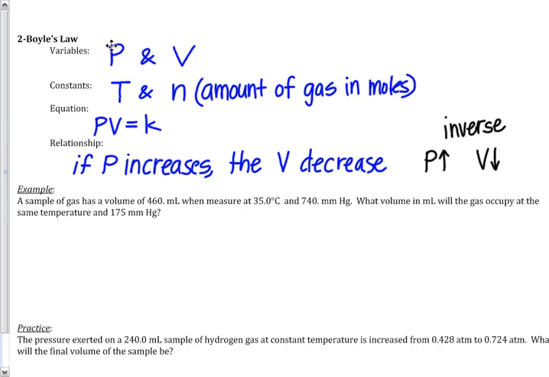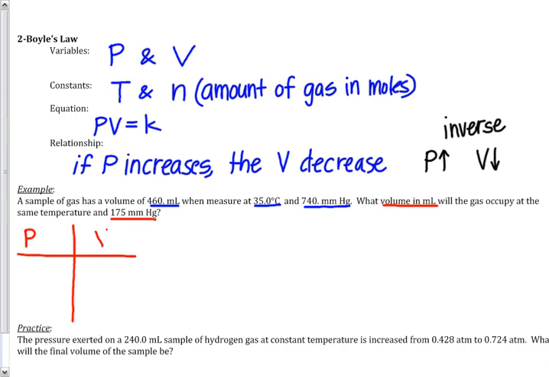If you look at the example problem given, it says a sample of gas has a volume of 460 milliliters when measured at 35 degrees Celsius and 740 millimeters of mercury. Now, in that first sentence, you have here a volume, a temperature, and a pressure. And then you read the second sentence. It says, what volume will the gas occupy at the same temperature and 175 millimeters of mercury? So if you look at what you've underlined in terms of your variables, the only ones that are changing are the pressure and the volume.